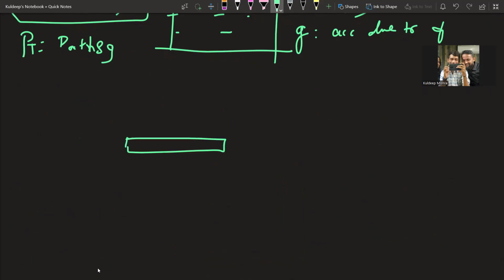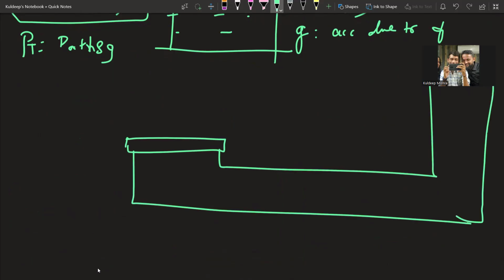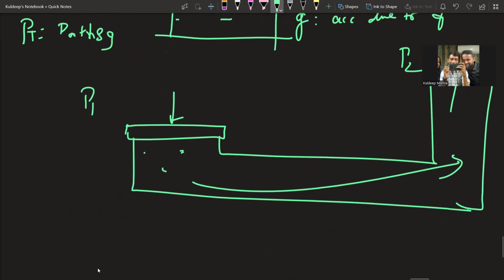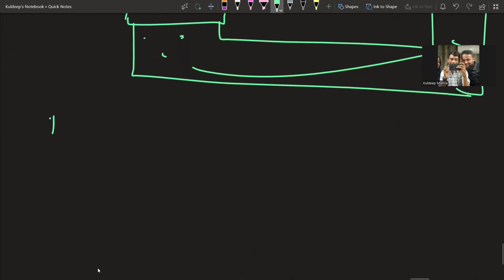And whenever there is liquids, whenever there is hydraulics, you can say the pressure is transmitted undiminished. So pressure here will be equal to pressure here. So we can say pressure 1 equals pressure 2. So force 1 upon area 1 equals force 2 upon area 2. You can use this formula.